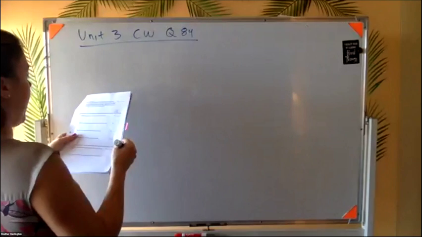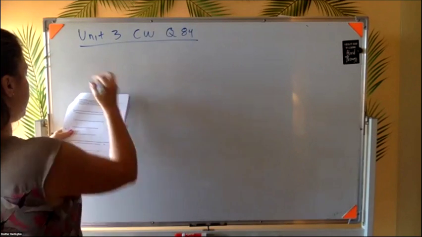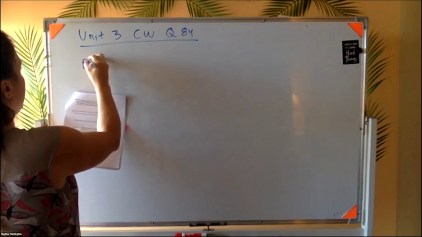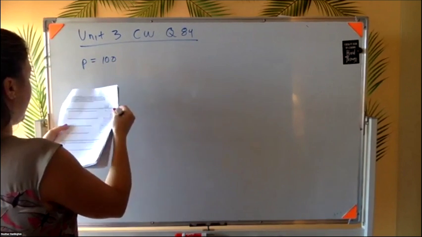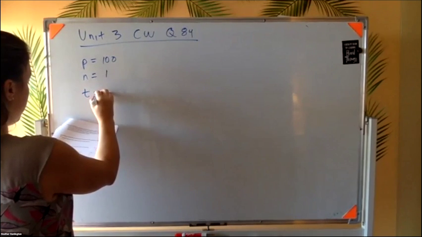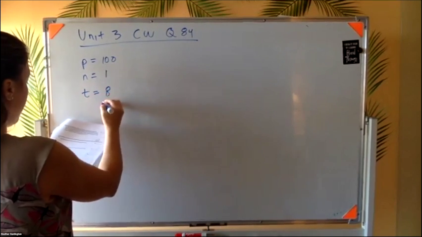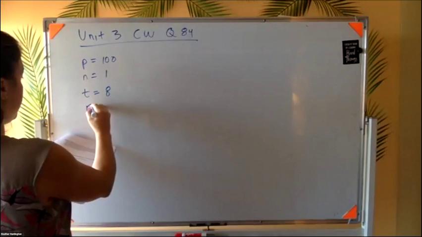$100 invested annually. So the payment is $100 invested annually. So the M is equal to 1. Our T is equal to 8 years. Oh, 9% interest rate. That is pretty high.